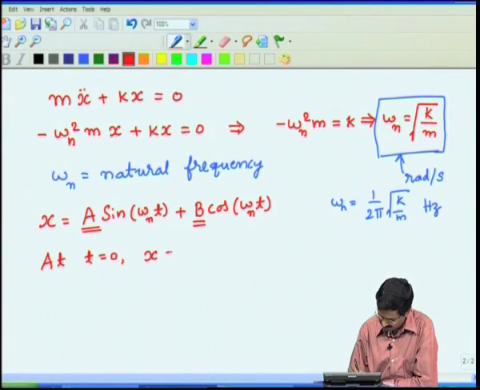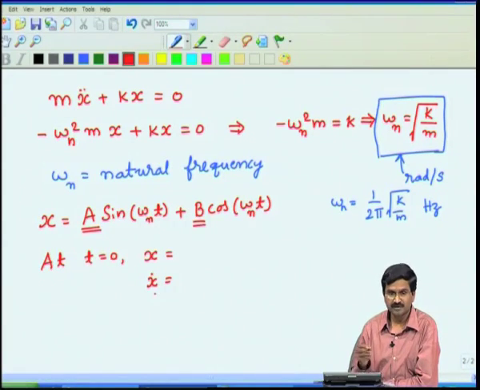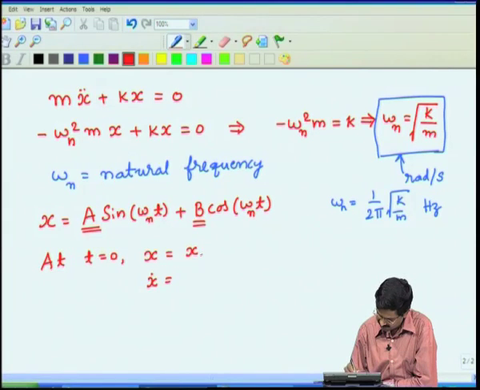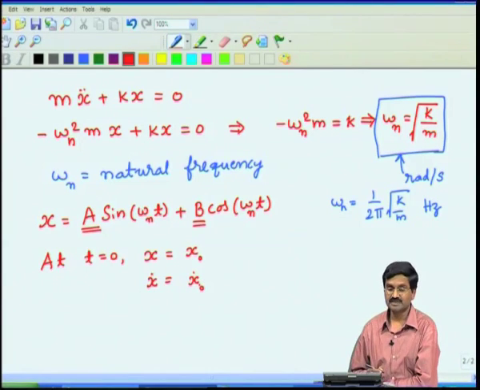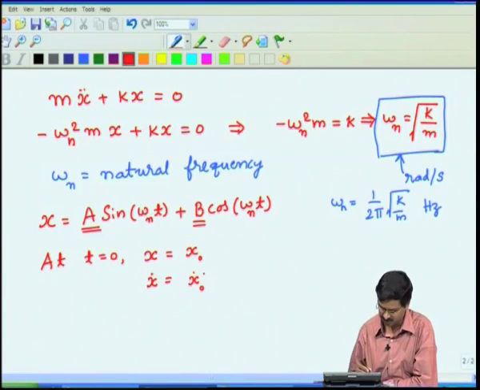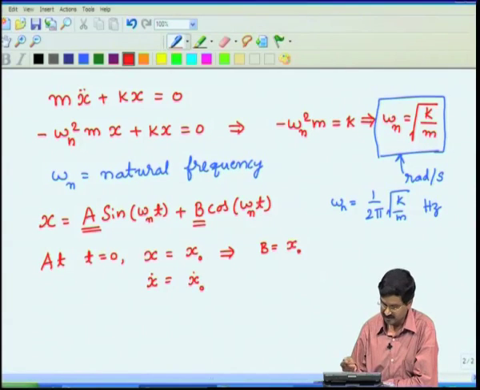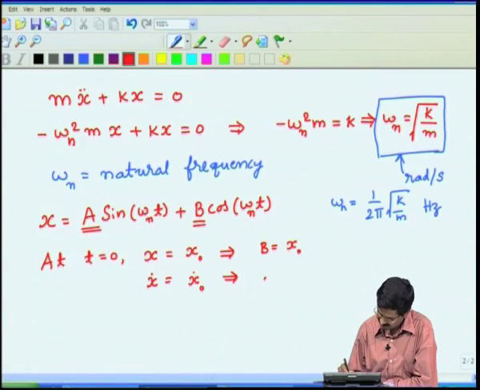If we know what x is and what x dot is, then you can determine two constants with these two conditions. Let us say x at t equal to 0 is x0 and the velocity at time t equal to 0 is x dot 0, then we will see immediately that if I say t equal to 0, this will vanish, this will give us that b is equal to x 0, because cosine when t equal to 0 is 1. So, if b is x 0, that will tally.